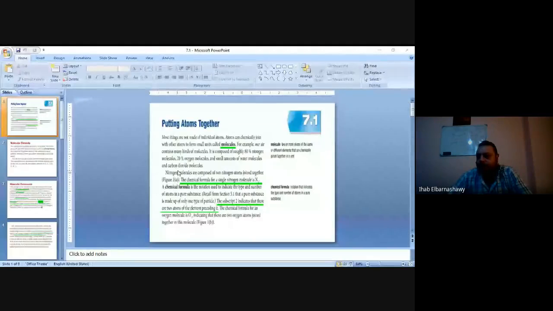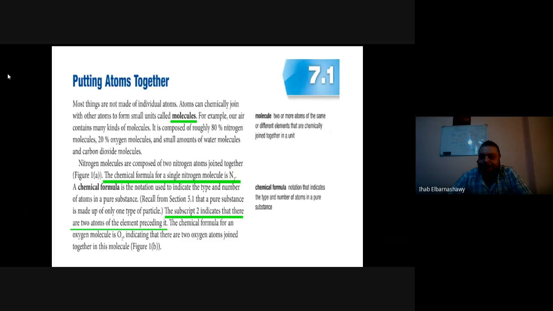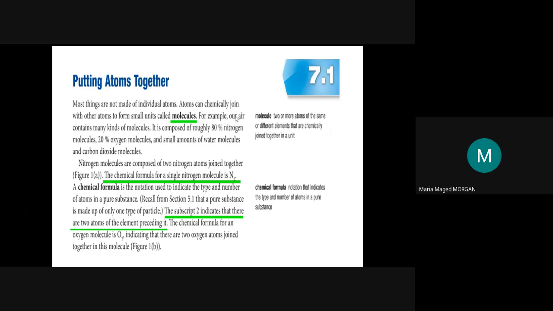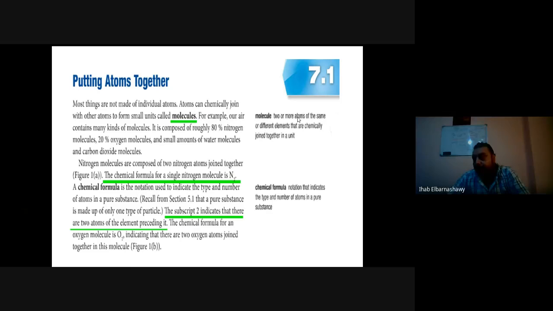Here, which is 7.1. I'm just taking a look at 7.1 with you. Putting atoms together. Most things are not made of individual atoms. Atoms can chemically join with other atoms to form something called a molecule. So what is a molecule? Full stop. Very important. What is a molecule? Two or more atoms of the element joined.